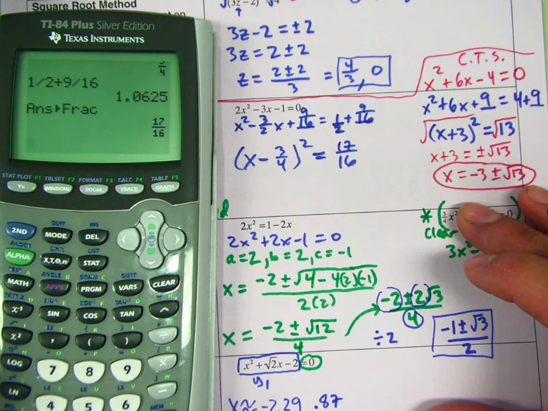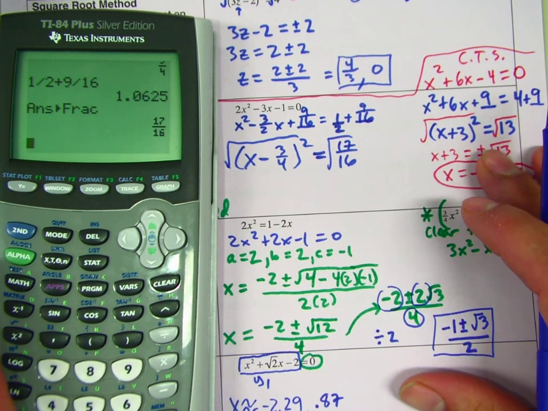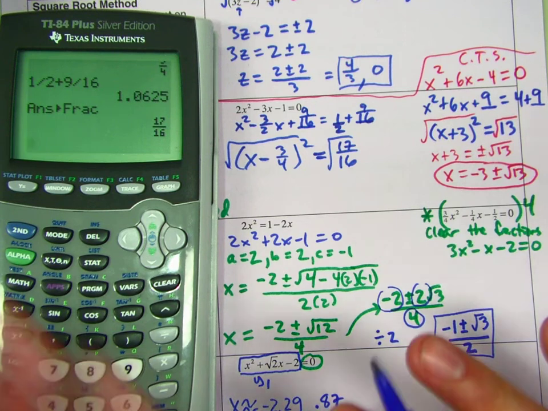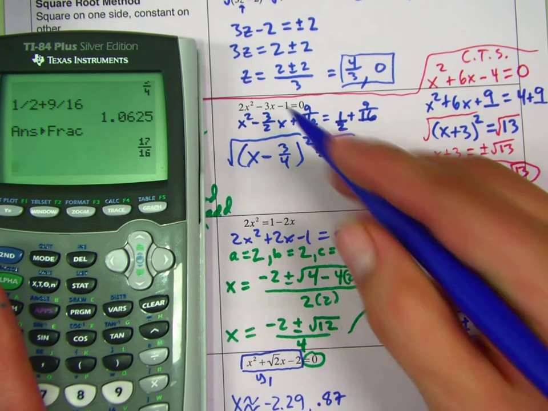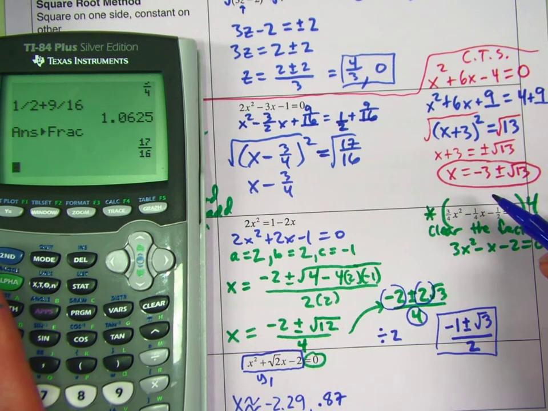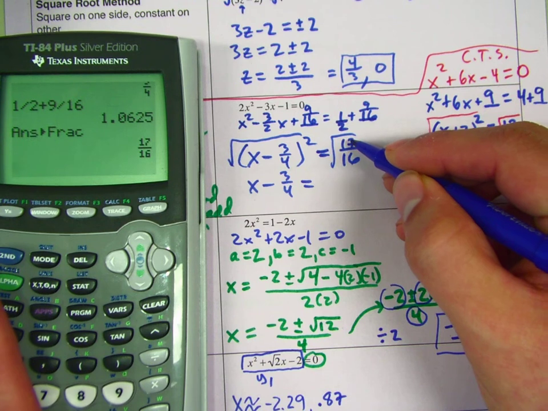What's next? Square root both sides. Wouldn't you want to square root the... We square root everything. Everything gets square rooted. For the fraction, 17 over 16. So hold on one sec. On the left-hand side, we get just x minus 3/4. On the right-hand side, and I think this is what you were asking about, the square root of 17, do we know it?